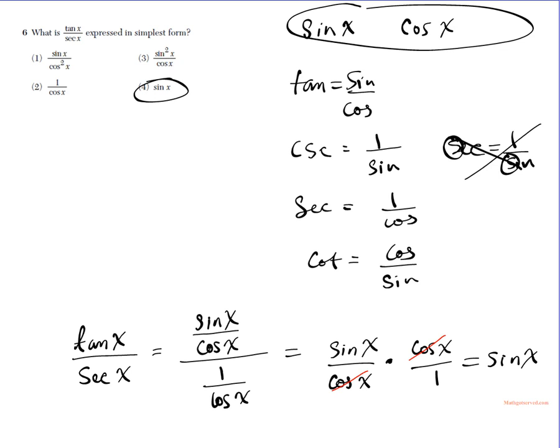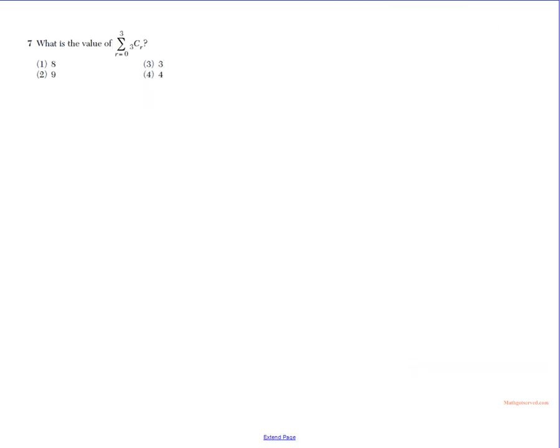All right, let's move on to question number 7. It says, what is the value of the discrete sum from 0 to 3 of 3CR? The sigma basically means we're adding terms from 0 to 3, which are 4 terms. So let's write it out. We have this discrete sum from r equals 0 to 3 of 3CR.